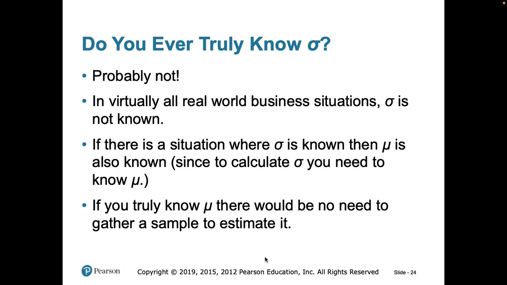If there is a situation where you know the standard deviation, then you already know what mu is, and then you don't need to do this. Say you know the mean for the final score at the college, so you already know what it is. Then why would you want a confidence interval? If you truly know where mu is, there is no need to gather a sample to estimate it, because you already know what it is, right?